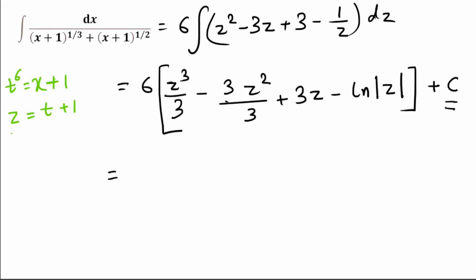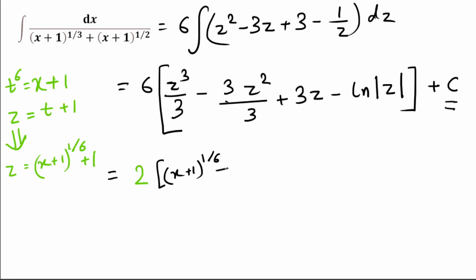Now we'll transform z to x, right? From this we can write that z equals x plus 1 to the power 1 by 6, plus 1, isn't it? All right, now first of all, this 6 and 3 will become 2, and we'll write the z term. The z term is basically x plus 1 to the power 1 by 6 plus 1, and this whole thing will be cubed.